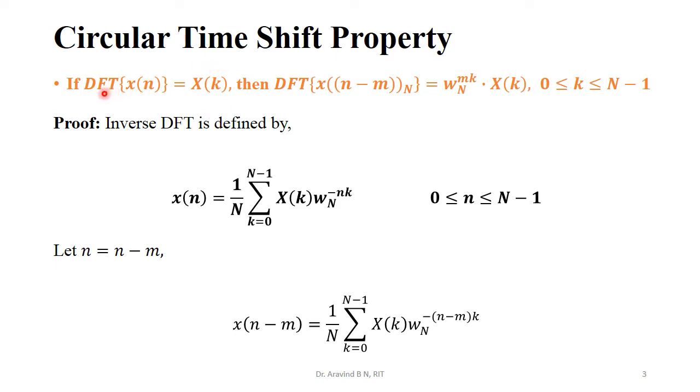The statement: if DFT of x of n is equal to X of k, then DFT of x of n minus m with respect to N is equal to omega N to the power mk into X of k, for all the values of k ranging from 0 to N minus 1. Let us start with the proof.